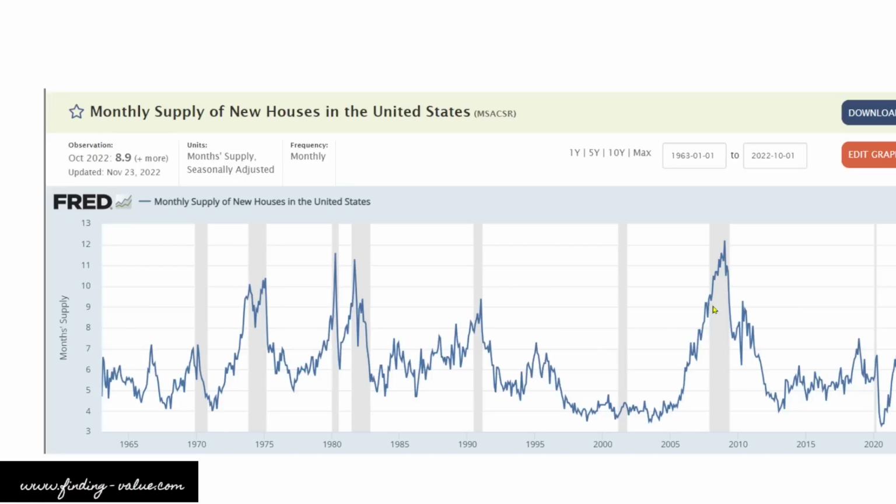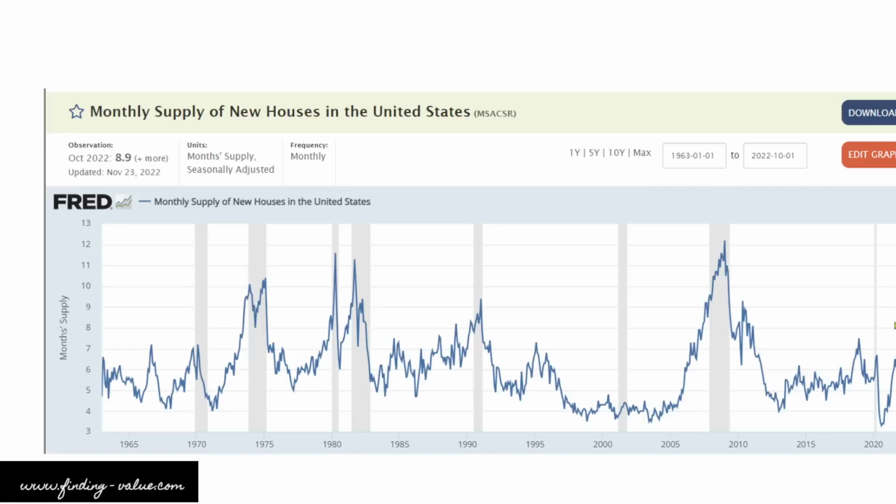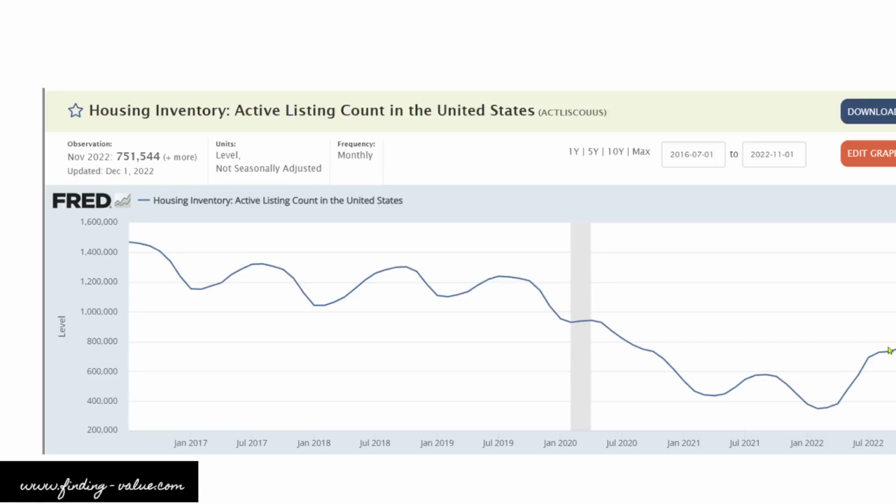Whenever we had high months of supply of new houses, we also had high months of remaining existing inventory. How is it possible that we have this large disconnect today, with high months of inventory in the building process and no existing inventory in today's housing market? The only way that I can think that this is possible is that the stimulus money came into the system in copious amounts.